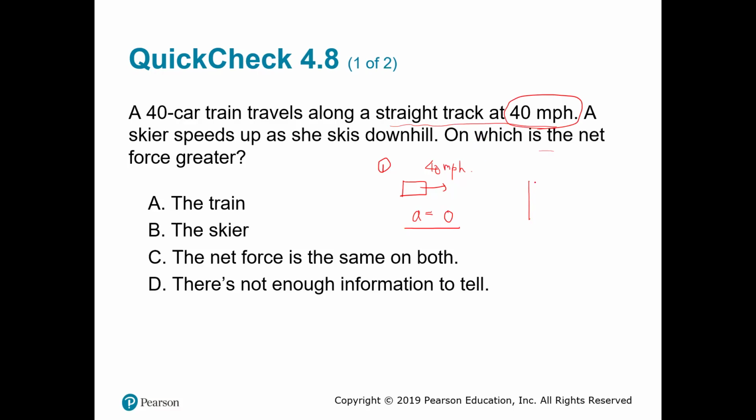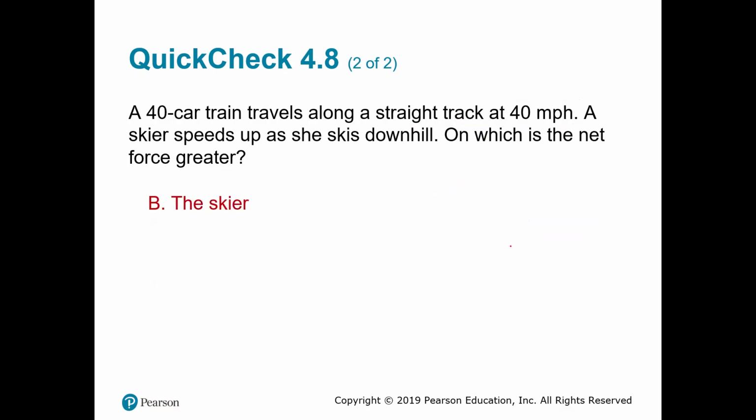But if you have a skier traveling along this ramp, then it will speed up, right? So another, very fundamental, definition of acceleration is what? Delta V over t, right? So if you have a velocity change, then you have a non-zero acceleration. So the answer is the skier.